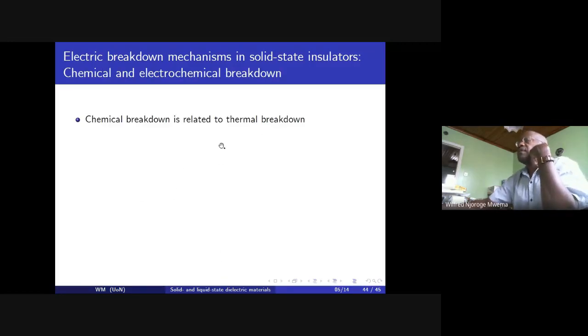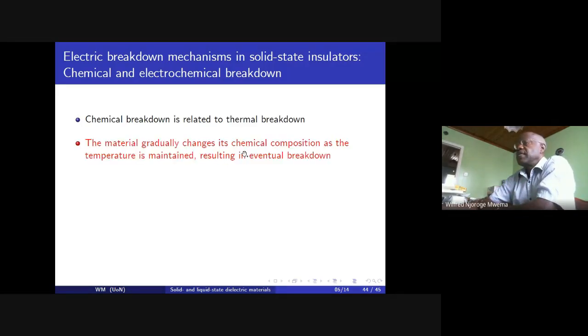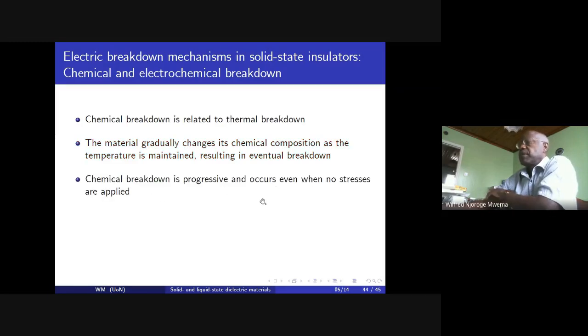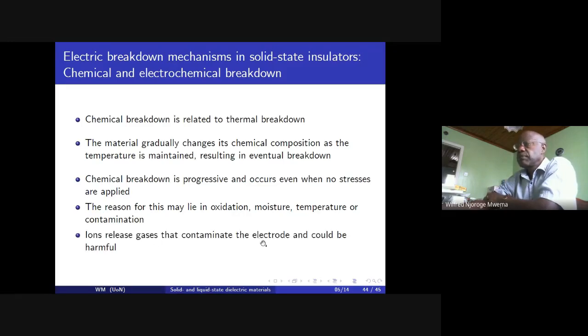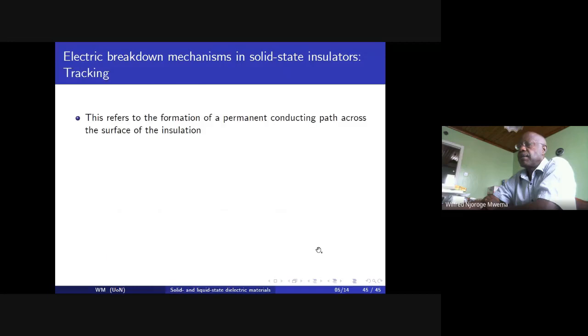Chemical breakdown is related to thermal breakdown, and the material gradually changes its chemical composition as temperature is maintained, resulting in the eventual breakdown. So chemical breakdown is progressive and occurs even when no stress is applied. The reason for this may lie in oxidation, moisture, temperature, or contamination. And ions release gases that contaminate the electrode and could be harmful as well.